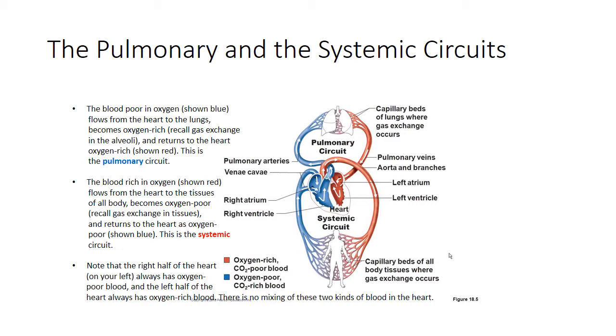Let me first read this caption, and you follow my reading, tracking with your eyes how the blood flows. In this picture, you see blood of two different kinds. One is shown blue and the other is shown red. What's the difference? The blood shown in blue is poor in oxygen.